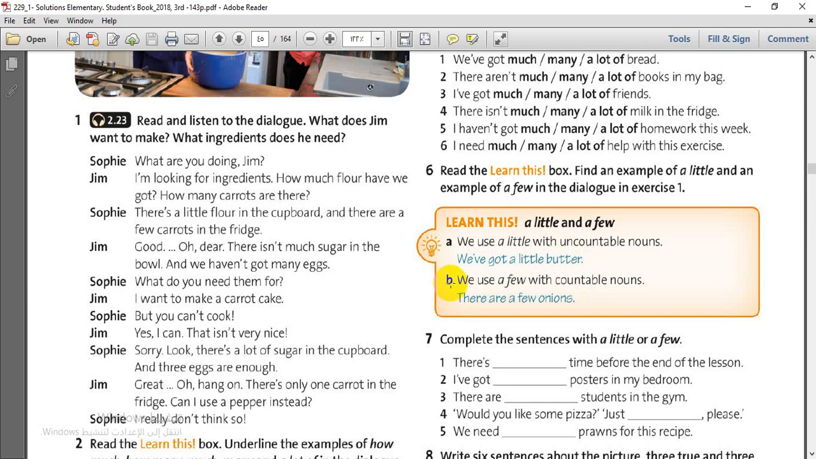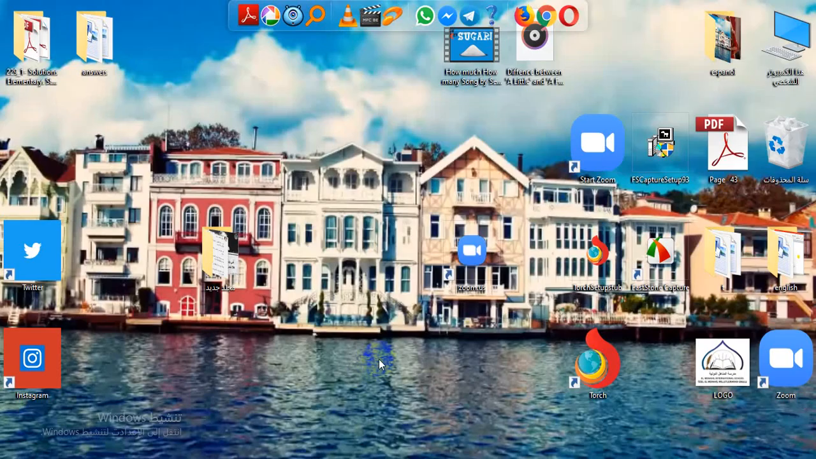Letter B, we use a few with countable nouns. There are a few onions. Onion is a countable noun. Now let's watch this video to know how to use a little and a few.